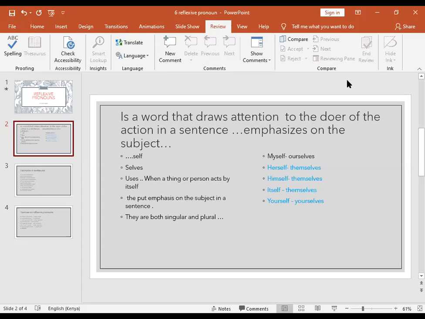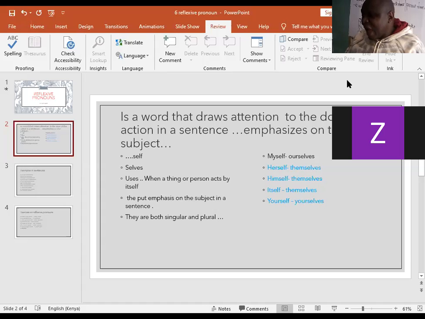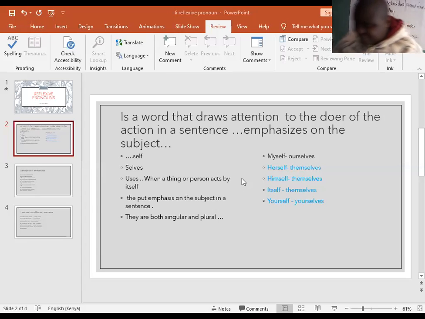The doer of the action. In every sentence, there must be someone who is presiding over the action. There is somebody doing the action. That is the doer of the action, or he is the subject of the sentence. I want to be very categorical in my explanation, and let me use Jabez here.